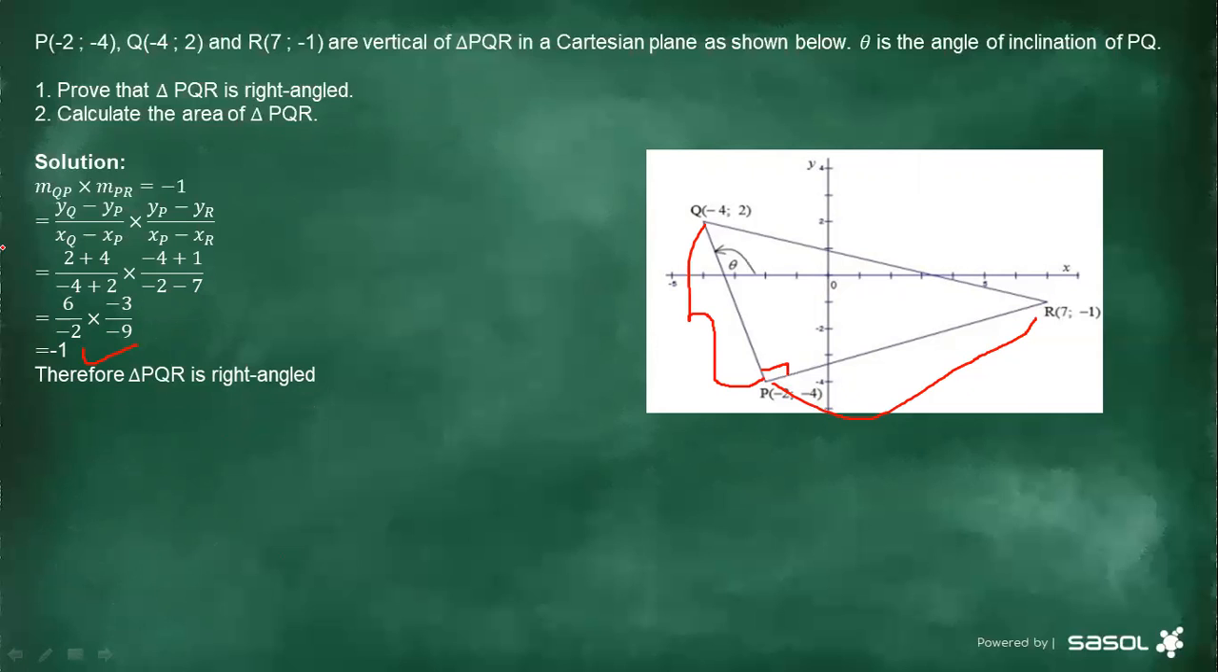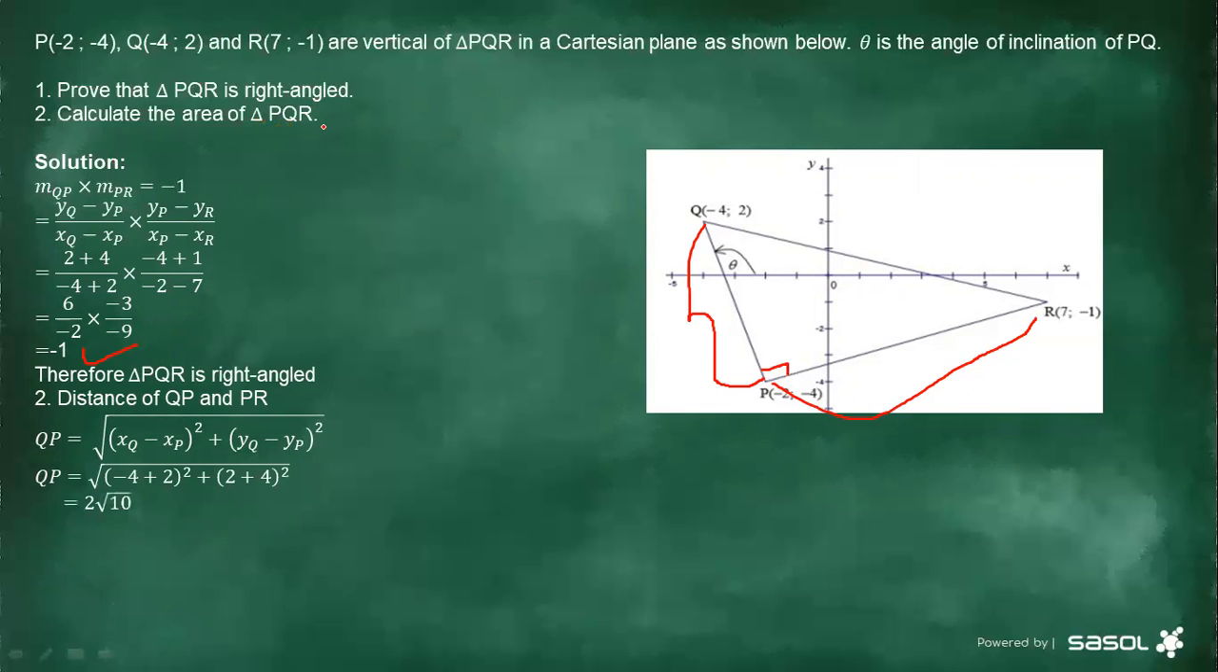All right. And then calculate the area of triangle PQR. Let's calculate the distance of QP first, and the distance of PR. Let's determine the distance of QP first. Substitute, and the answer is 2 √10. So that is the side. The distance of this side is 2 square root of 10.